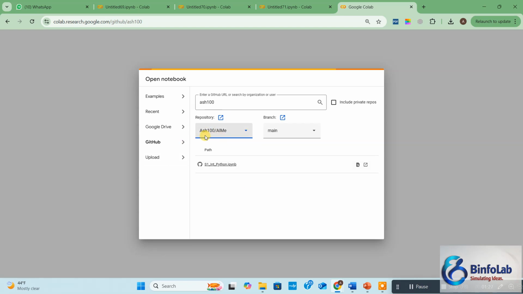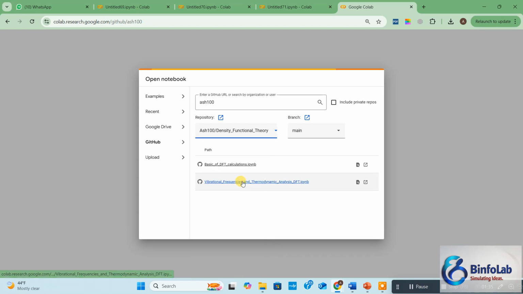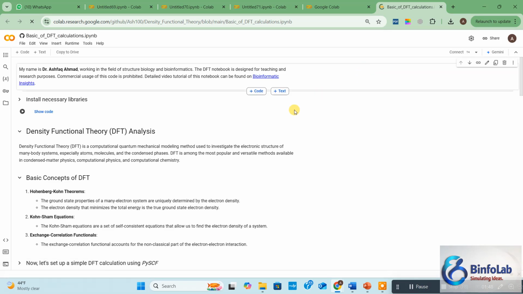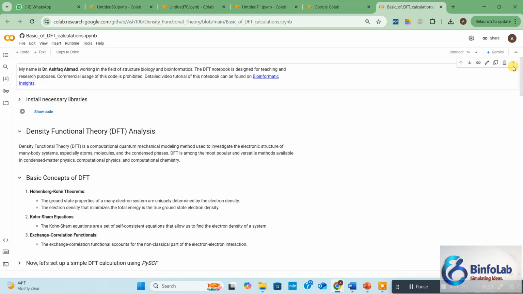github/h100. Then click here. You will see this kind of window. It will say H100 AIME. Click here and select this one, Density Functional Theory. Now click the first one, basic of DFT calculation. Click here. Okay, this is the notebook I designed for you and it contains all the information for learning and for performing DFT analysis.